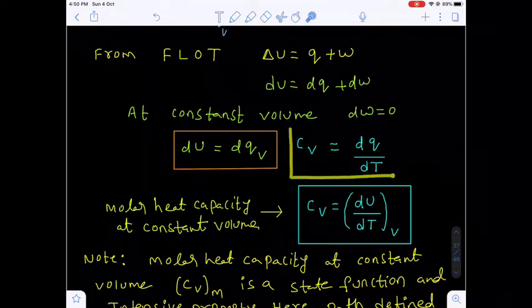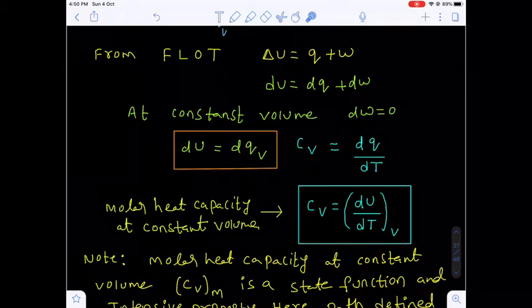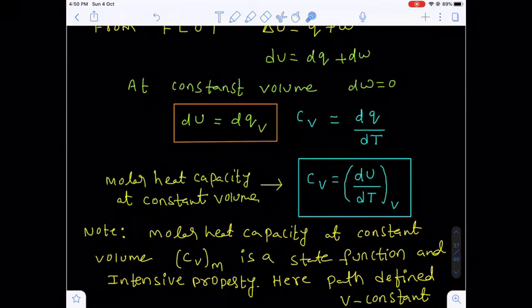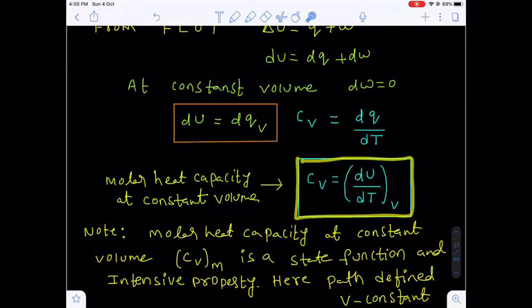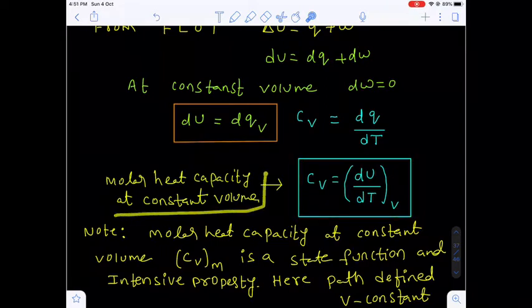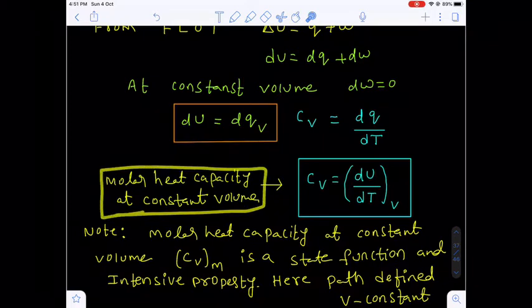Now here Cv equal to dq by dT. Cv, that is the heat capacity at constant volume, equal to dq by dT, which is nothing but dU by dT at constant volume. So this is called the molar heat capacity at constant volume. It is regarding 1 mole.